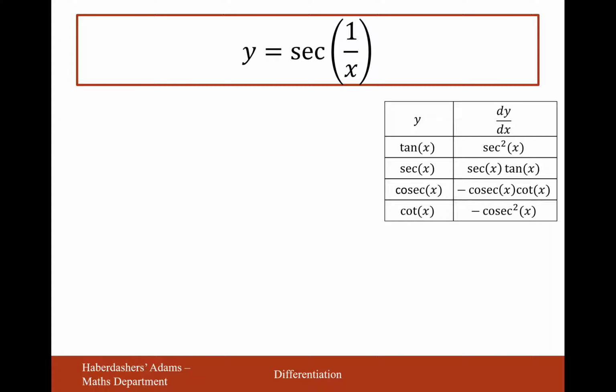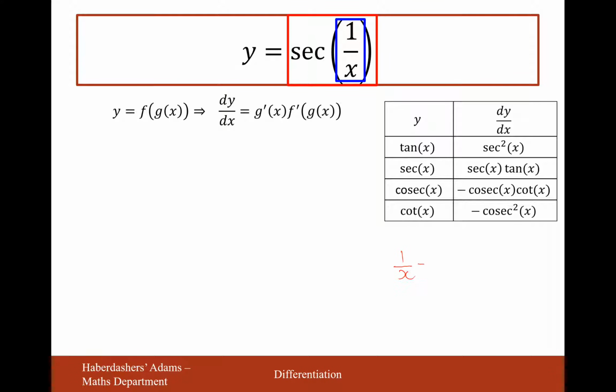Sec of 1 over x. So in this case here we have the inside function of 1 over x, the outside function of cos. So remember 1 over x, that's the same as x to the power of minus 1. So the way we differentiate that is we bring the power to the front and reduce the power by 1. So it's minus x to the minus 2. Let's get started on the full differentiation of it.